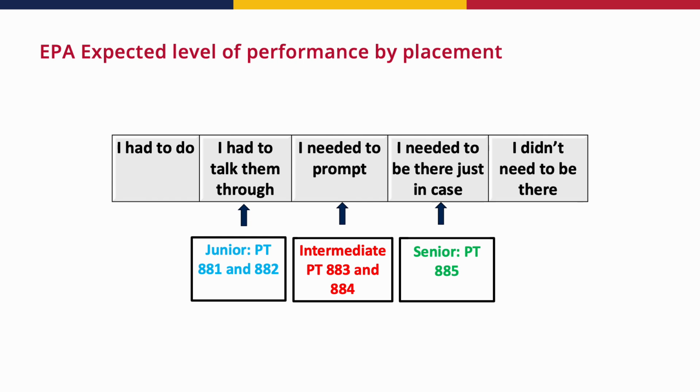As you can imagine, when a student enters the program as a junior level student, we would expect that you would be talking them through many aspects of patient care. And as a result, the expected level of performance on the EPAs is I had to talk them through for their PT 881 and PT 882 placement, or first and second placement. As the students progress through the program to their intermediate level placements, which is PT 883 and 884, or their third and fourth clinical placement, we would hope that they would progress in terms of their independence, and you would be rating them at the I needed to prompt level if they were being successful on the placement.